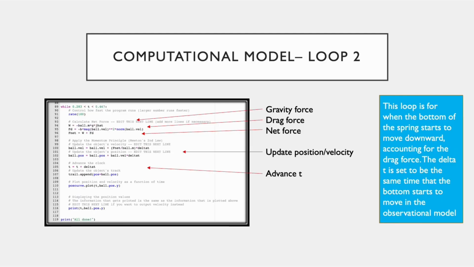The second loop is for when the bottom of the spring starts to move downwards, accounting for the drag force. The delta t is set to be the set time that the bottom starts to move in the observational model. You see here, we calculate the gravity force, the drag force, and the net force, add those into the update position and update velocity formulas, and advance t.